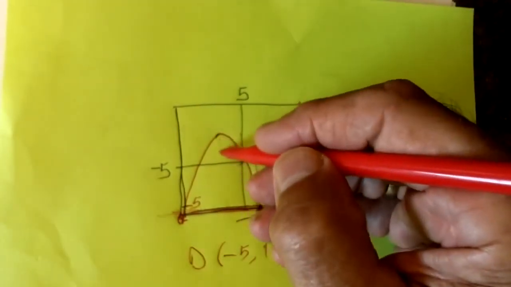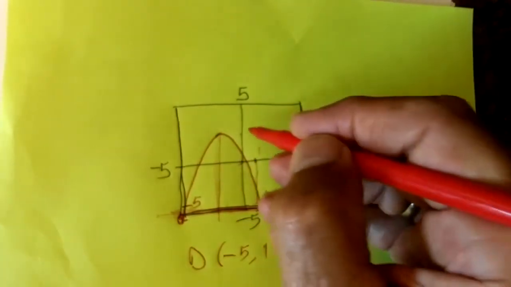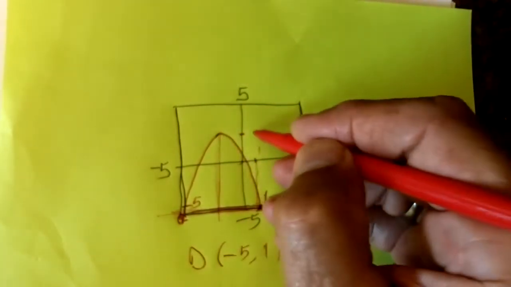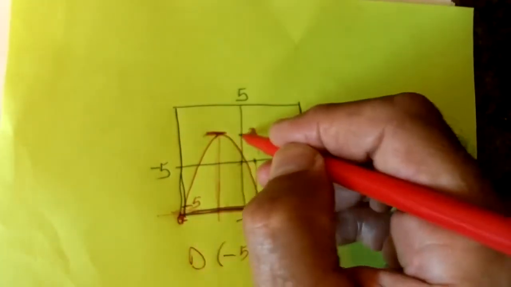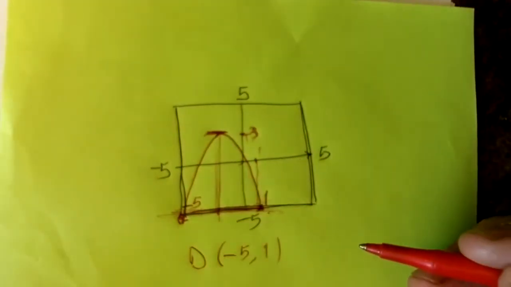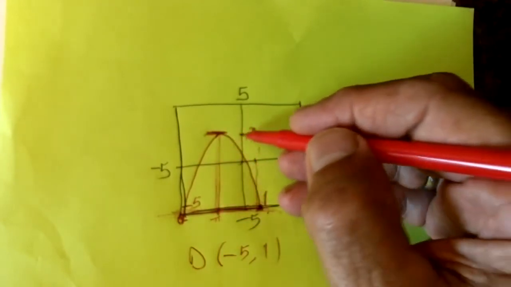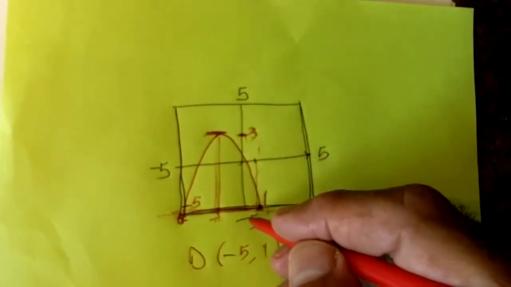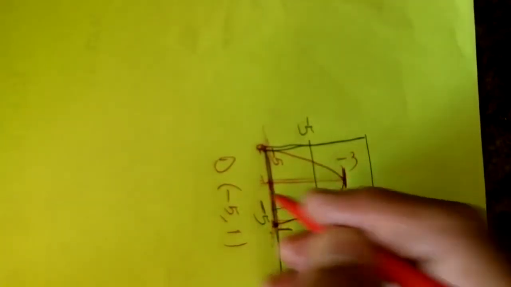What about the y value, or the range? The y value goes from, let's say this is 3. It goes from positive 3 all the way to here, to negative 5. See, between this is negative 3 and negative 5, right? See, if I turn it, look, it goes from negative 3 to negative 5.